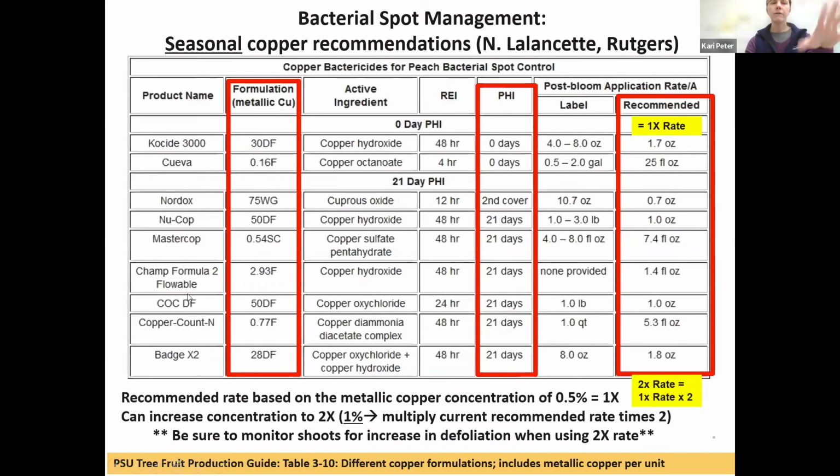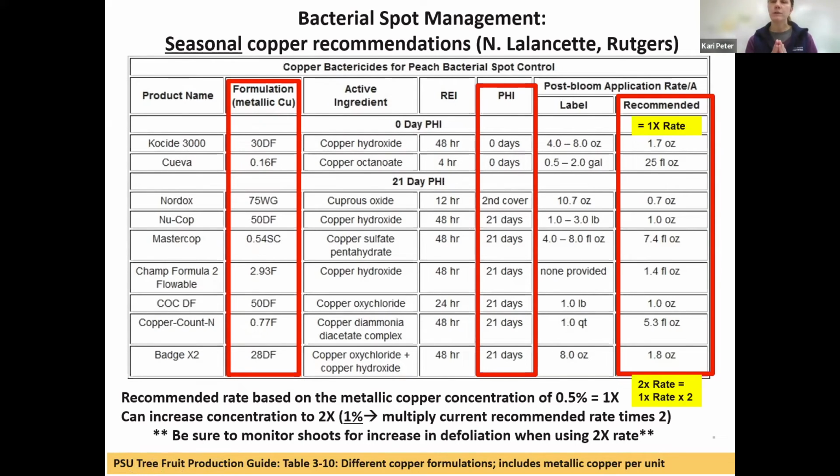On the left here, we've got the product name of all the different copper products, the formulation, or basically the metallic copper formulation, how it's presented in the product, and the active ingredient. These first two products have a 0-day PHI, the reentry level. The other products have a 21-day PHI and a different reentry level, and the pre-harvest interval. As you can see, there are a few coppers with 0 days; I just mentioned the rest are usually 21 days. For post-bloom application, this is the rate that's on the label. However, that's not what you're going to be focusing on.